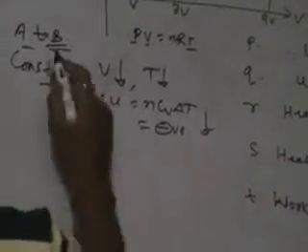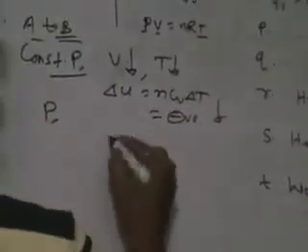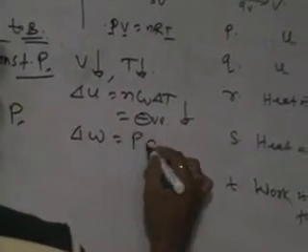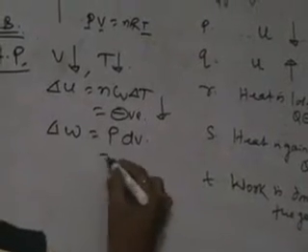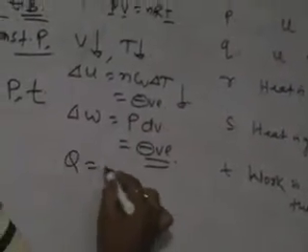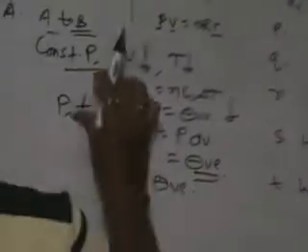So for A, this is correct, of course. P, let's check. Of course, when P is correct, Q will not be correct. And what about work done? Work done is nothing but P dV. As volume is decreasing, dV will be negative, so delta W will be negative. So this is correct, so T. And what about heat? As delta U is negative and delta W is negative, Q is obviously negative. So R is also correct.